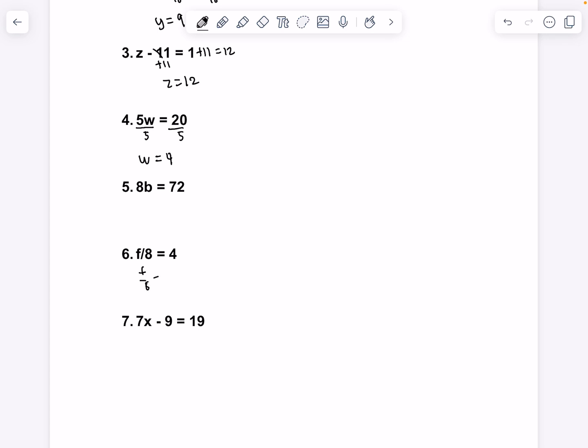F over 8 is equal to 4. So here I multiply by 8 over 1 on both sides, using inverse. So 8F over 8 is equal to 32 over 1. And so that means F is equal to 32.